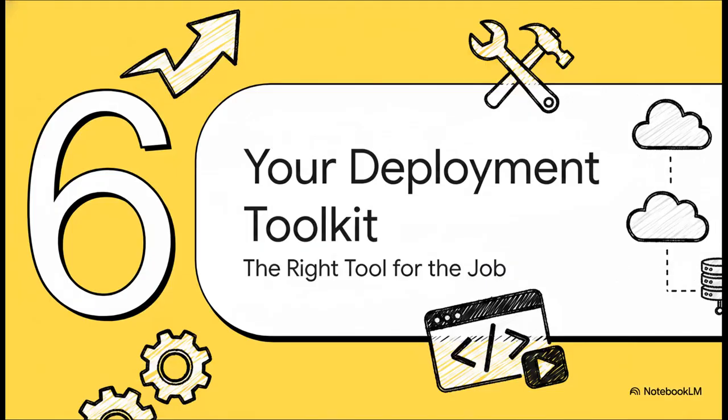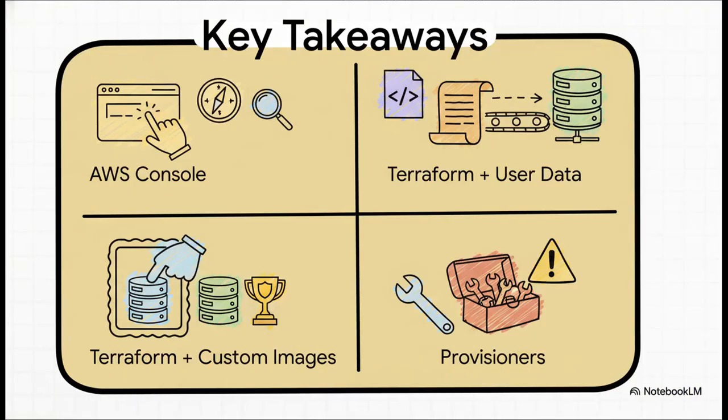All right, we've gone all the way from clicking to coding. So what's the bottom line? Let's boil this all down into your personal deployment toolkit. Here it is, basically your cheat sheet for deploying servers like a pro. Use the AWS console when you're just messing around, learning, or doing a quick one-off thing. For your real day-to-day work where you need repeatable servers, Terraform plus user data is your workhorse.